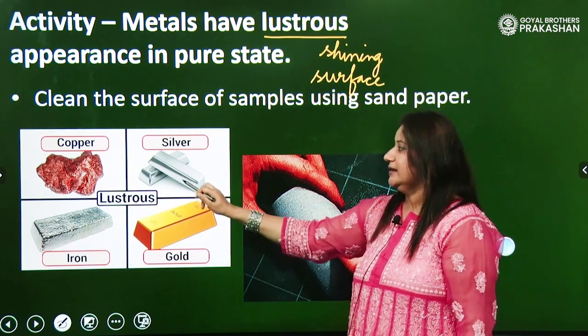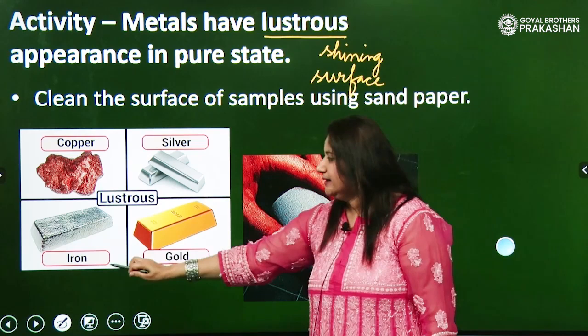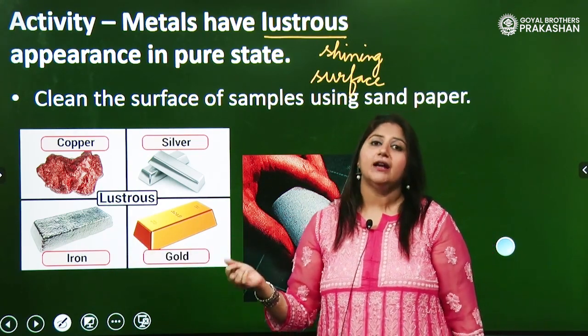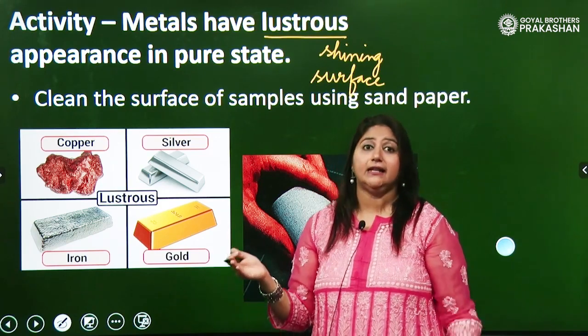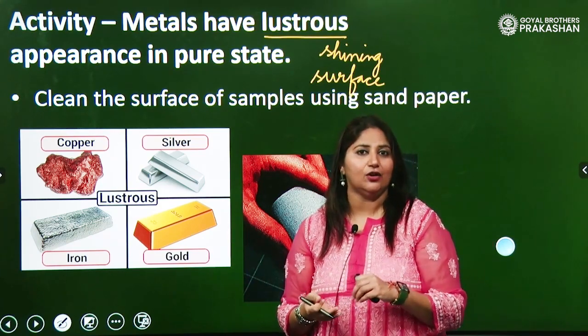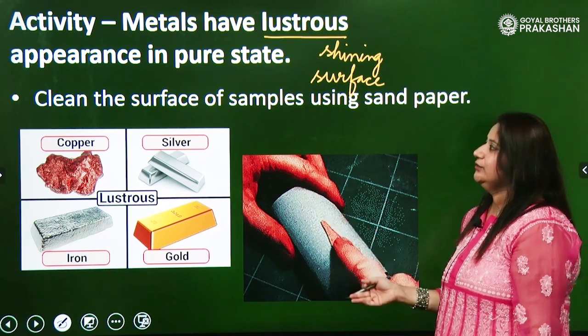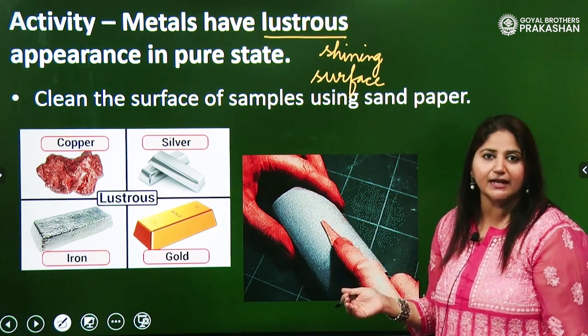Silver has a greyish appearance. Then this is iron, this is gold. How beautiful luster they have. So, they have shining surface. That is, they reflect light when strike on their surface. And see, how do we do the test? How do we detect that they have shining surface?